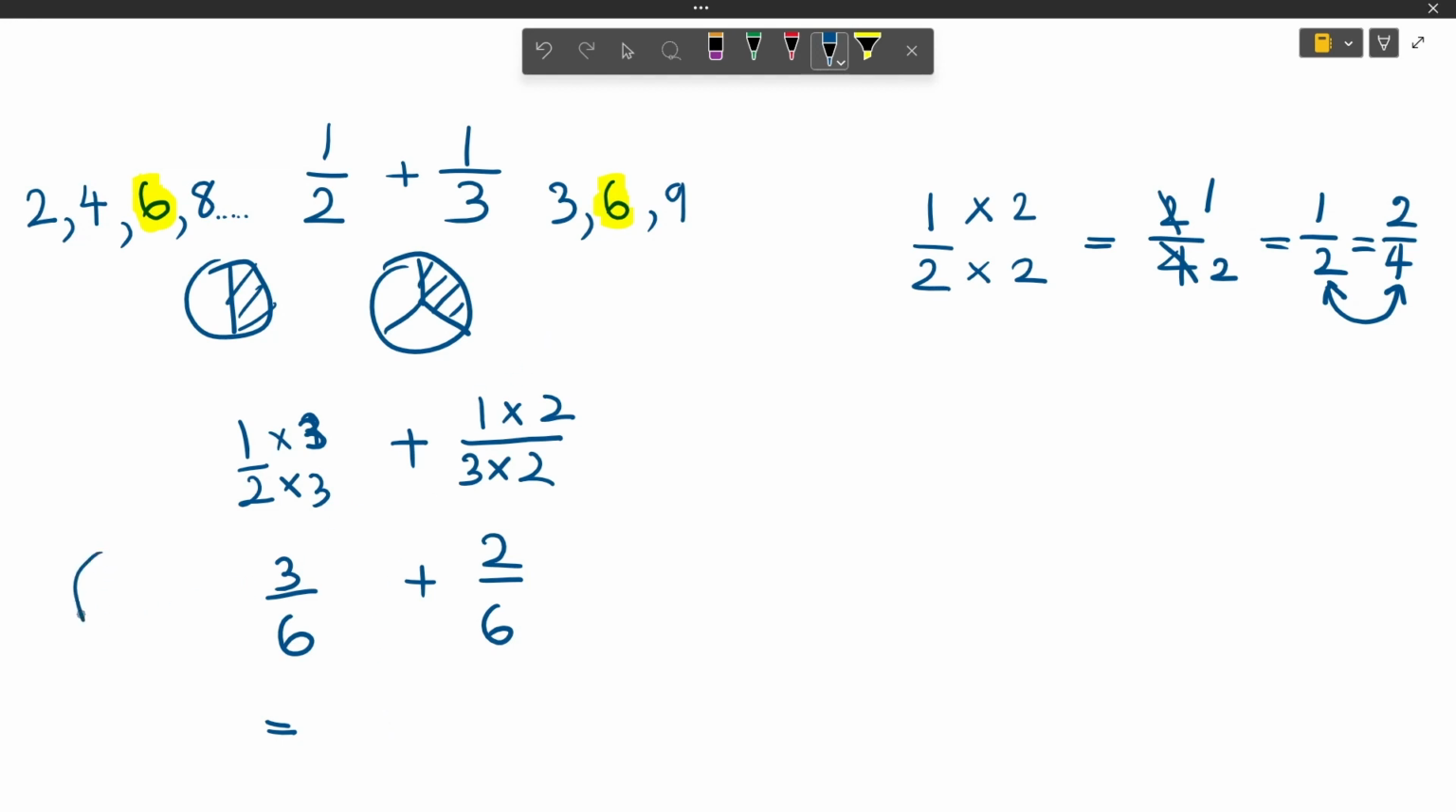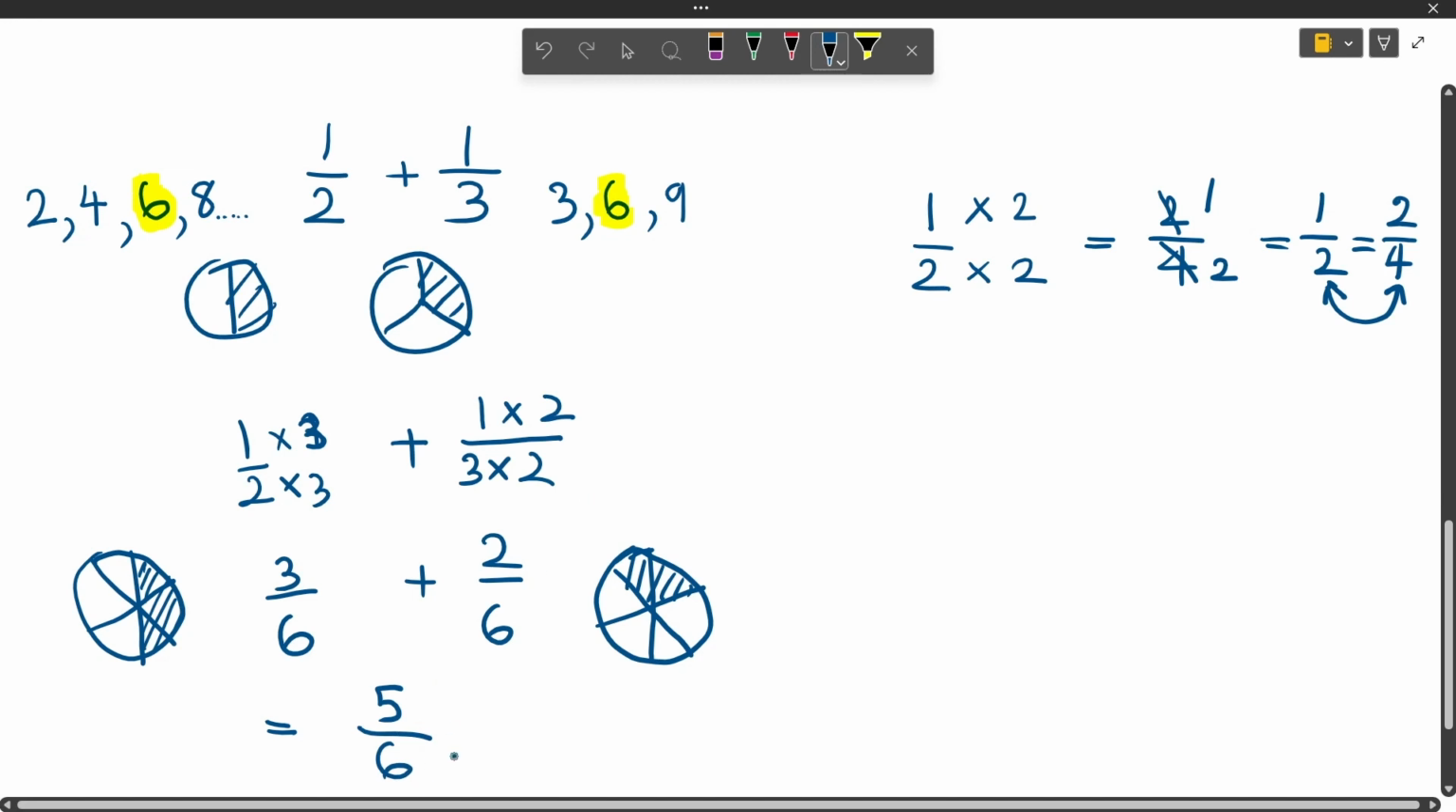So it's like this. We get a cake, divide it into 6 pieces, and take 3. Okay. Now we get a cake, divide it into 6 pieces, and we take only 2. Now we can count the pieces and put the answer. We have 5 pieces. We cut the cake into 6. Okay, this is the answer.